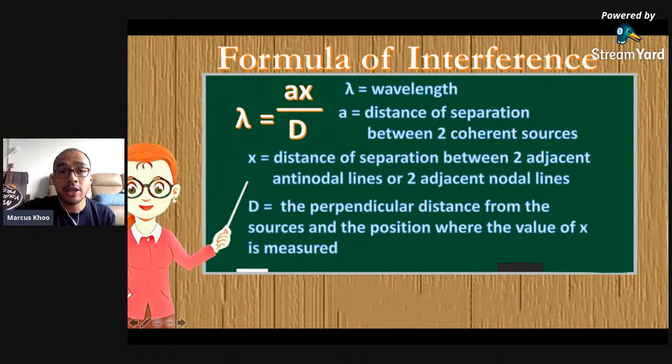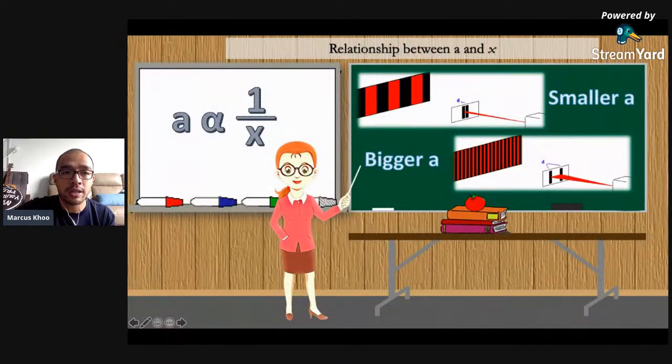From the formula, you can derive these three relationships. The first relationship is A and X. A is the distance between the two light sources, the distance between two speakers. X is the distance between two constructive or two destructive. So smaller A has a bigger X, between bright and bright. Bigger A has a smaller X, so the distance between bright and bright is much smaller. This is the first relationship.